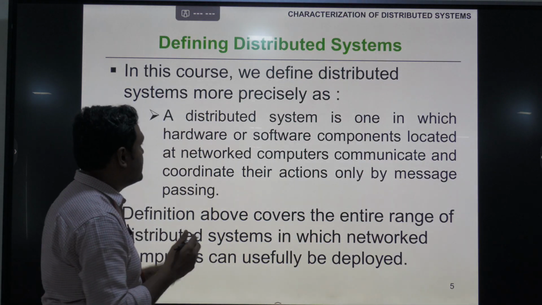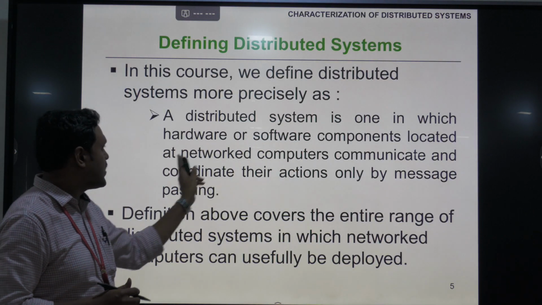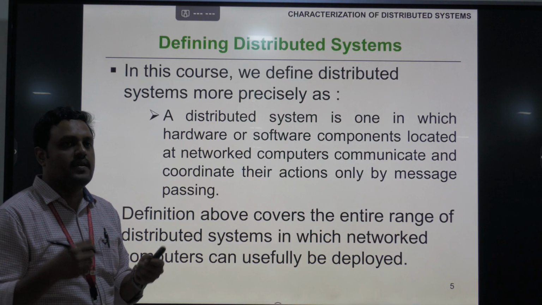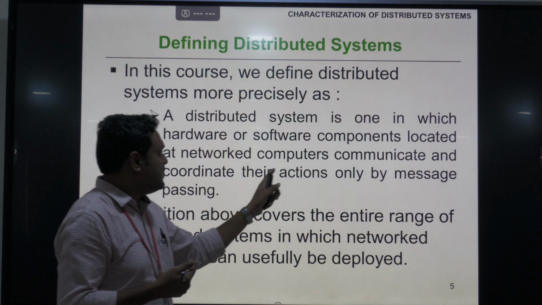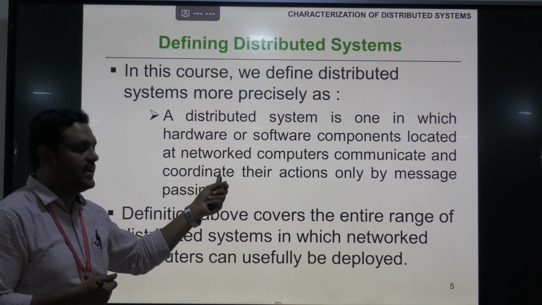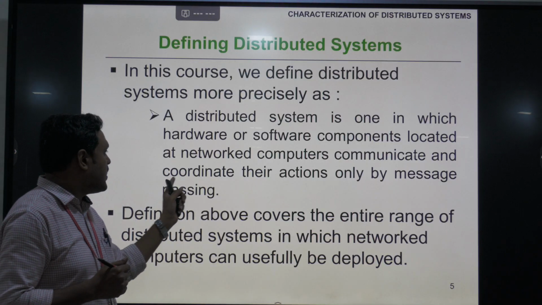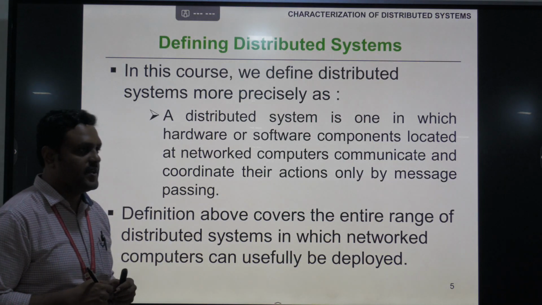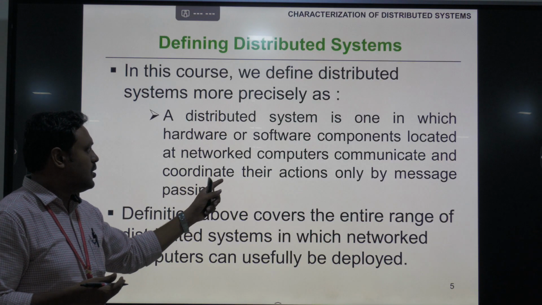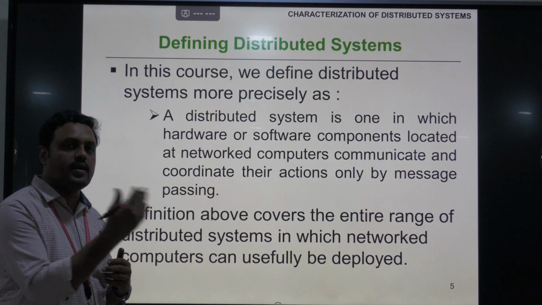Here we have seen one characteristic: hardware or software components located at networked computers, meaning heterogeneous systems connected in a network. Another characteristic is that they communicate and coordinate their actions, where communication takes place between the nodes and they coordinate their actions by message passing. They coordinate with one another to perform their task through the network, simply by sending messages from one system to another.